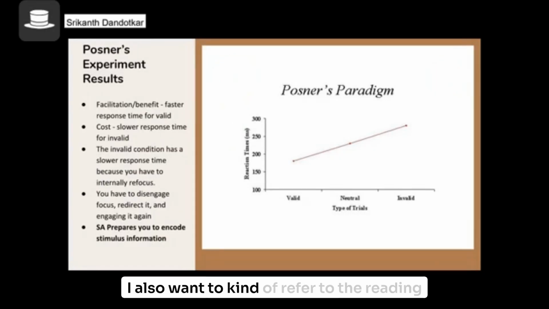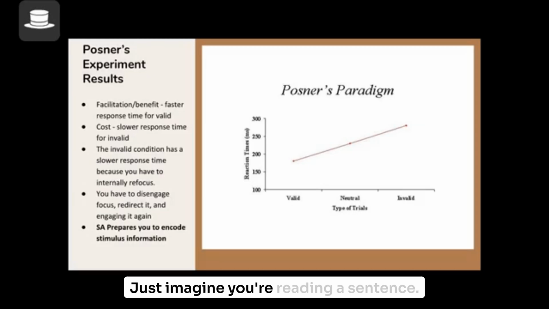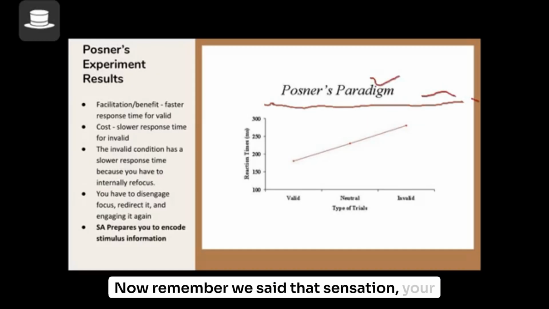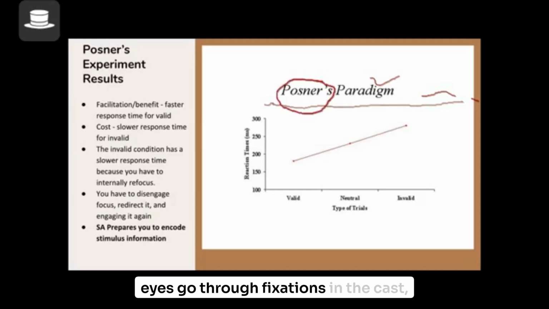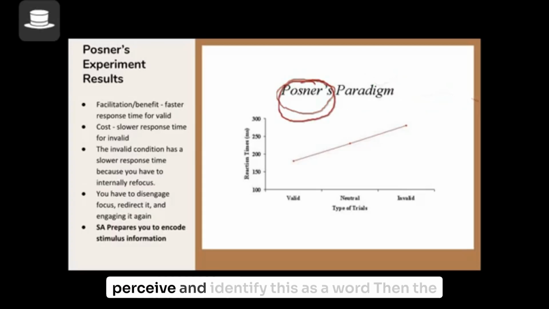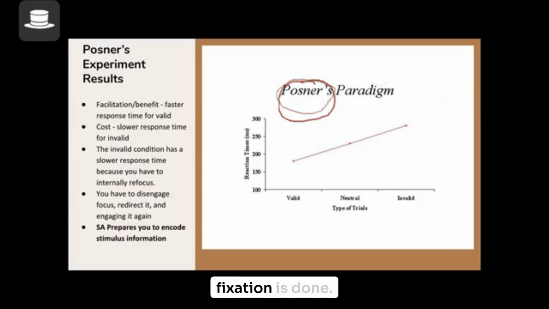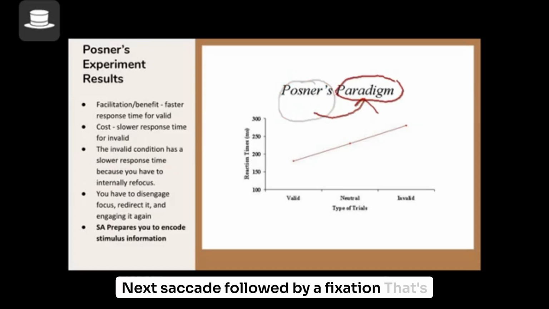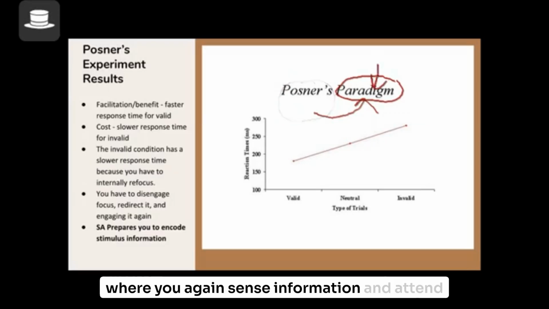I also want to kind of refer to the reading context. Just imagine you're reading a sentence. Posner's paradigm, you're reading a sentence. Right. Now remember we said that with sensation, your eyes go through fixations and saccades, right? So you fixate on this and you capture information and you attend to this information and you perceive and identify this as a word. Then the fixation is done. It goes to the next saccade, right? The next saccade followed by a fixation. That's where you again sense information and attend to information, then perceive that as a word, right?